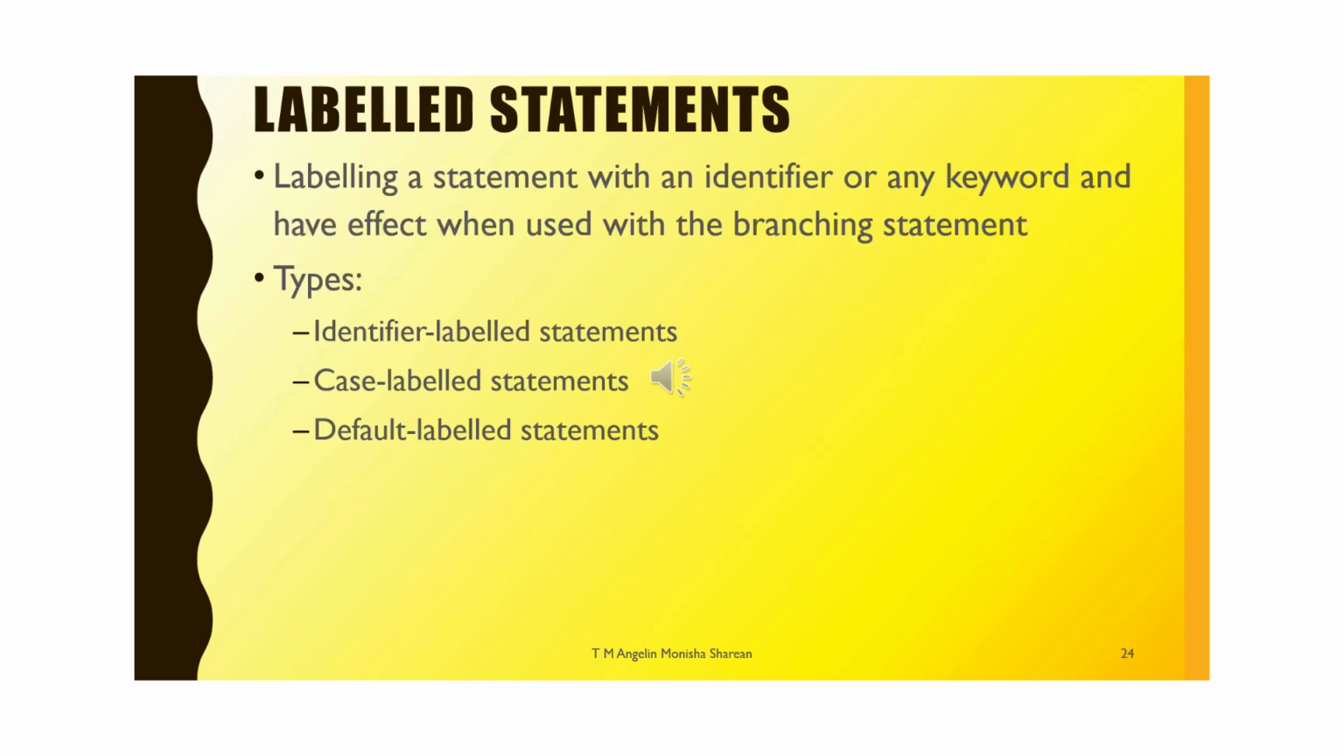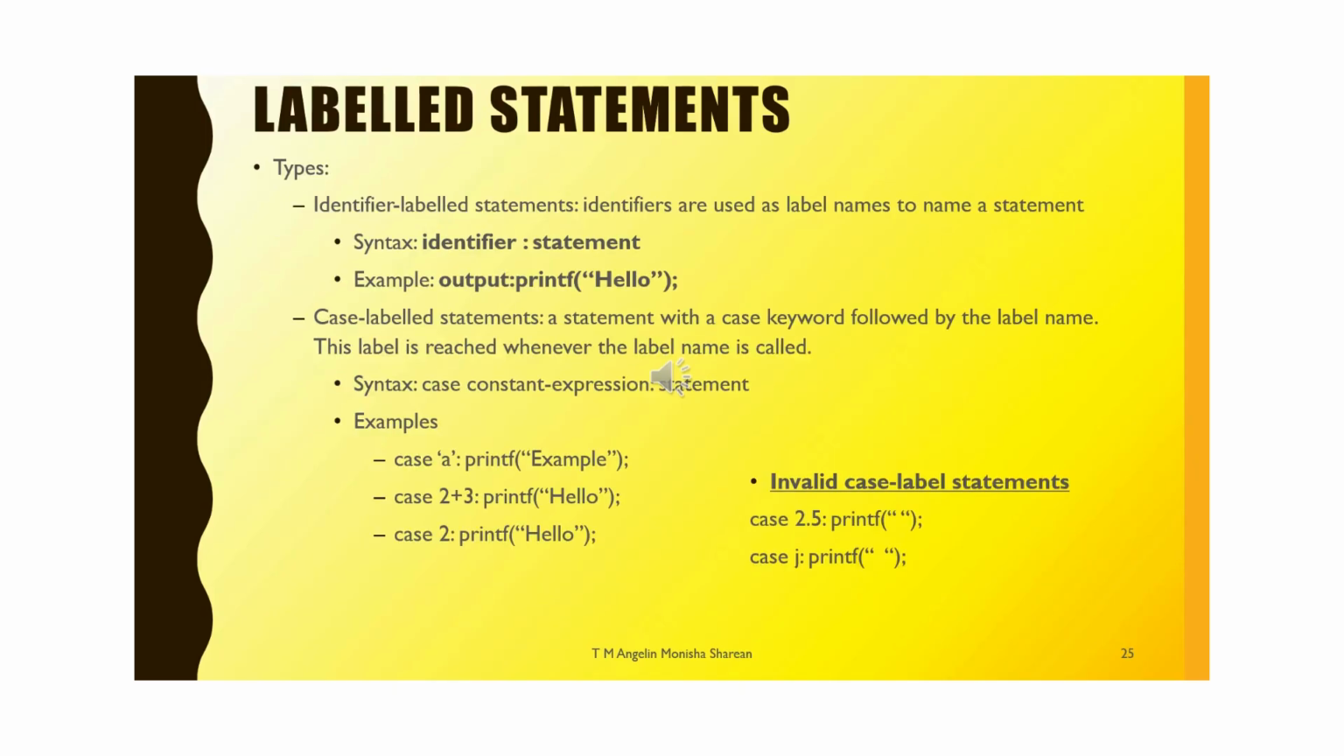Now we can see the label statements. As the name suggests, label statements are for labeling a statement, that is, giving a name for the statement using an identifier. These identifiers can also be replaced by some keywords such as case and default. According to this specification of the labeling term, we are classifying label statements into three, which are nothing but identifier label statements, case label statements, and default label statements.